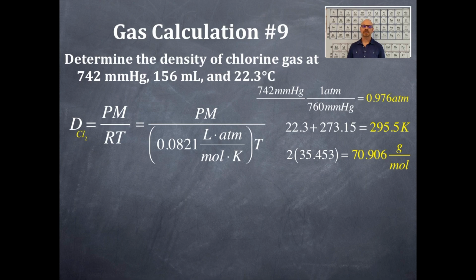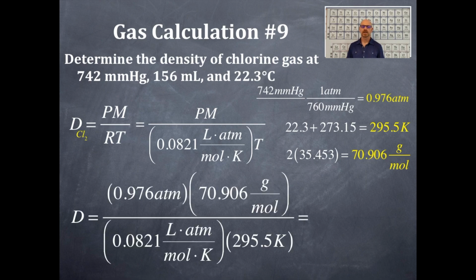I'm going to plug all this into density equals PM over RT. I already got the R in there, so I'm going to plug in the P, the M, and the T. Bam, and I got that right there. You should see that the units of moles cancel out, the units of atmospheres cancel out, and the units of kelvins cancel out. In the numerator, the only units that don't cancel out are grams. In the denominator, the only units that don't cancel out are liters.